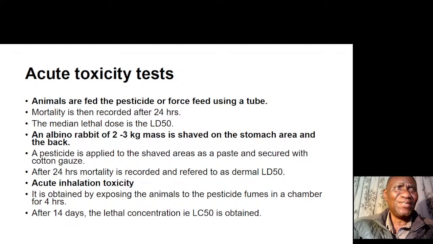There is also what is known as acute inhalation toxicity. It is obtained by exposing the animals to the pesticide fumes in a chamber for 4 hours. After, let's say, 14 days, the lethal concentration, or LC50, is obtained. So in order to get this data, some animals have to be killed.